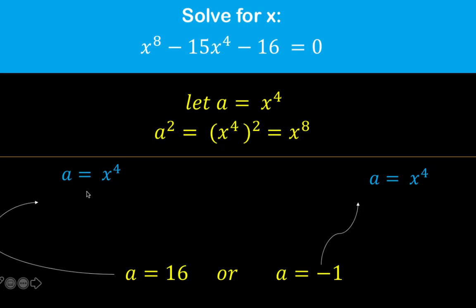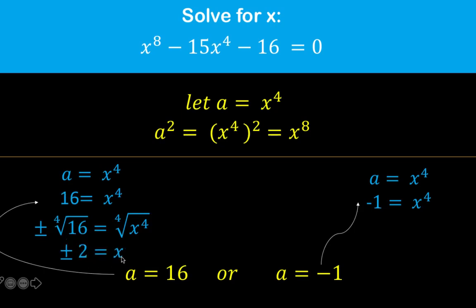Knowing that a is equal to 16, then in the first part at the left, we can replace a by 16 and copy x to the 4th. And at the right side, we can replace a by negative 1 and just copy all the rest. At the left side, solving now for x, we can extract the fourth root of both sides to get x equals plus or minus 2.